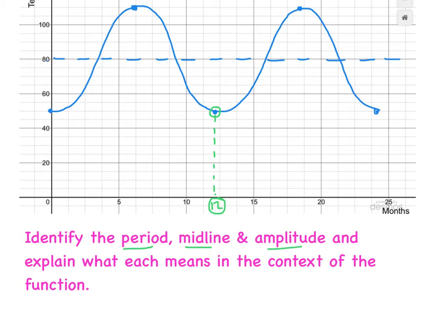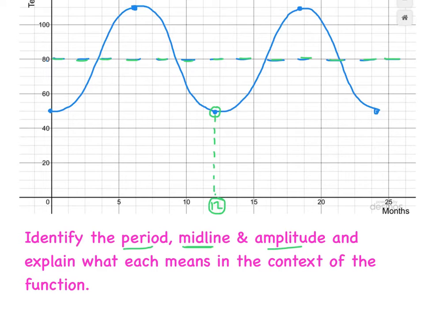Now the midline, we've kind of already talked about that. That's right here at 80. And within the context of this question, I would say that is the average daily temperature in this small town of Arizona over the course of a 12-month period. So that would be your average temperature.